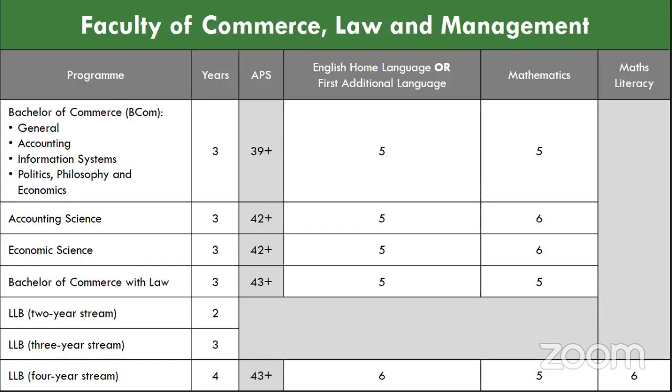Bachelor of Commerce with Law, as well as LLB. Bachelor of Commerce Law is 3 years, LLB is 4 years, 43 APS for both of them. Now, with Bachelor of Commerce Law, you will need core maths, which is at level 5, English is at level 5, and LLB, you can do it with maths lit, but please note, your maths lit as well as your language should be at level 6.